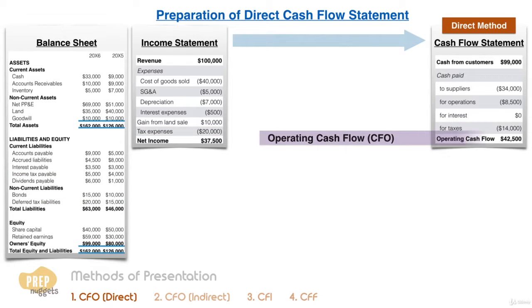Summing up all the cash inflows and cash outflows for the period, we get a total operating cash flow, or CFO, of $42,500.